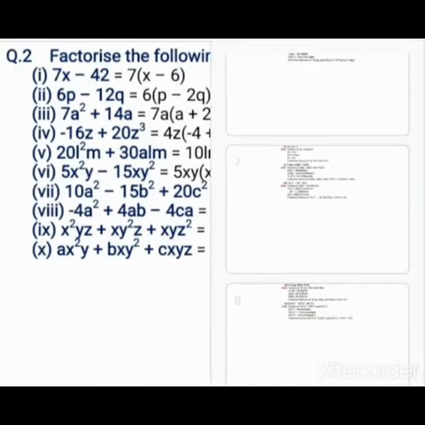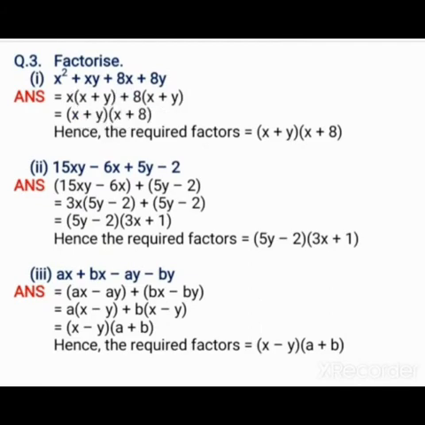Come to the next, question number 3. x square plus xy plus 8x plus 8y. Here we have to regroup. It means x square plus xy is one group and 8x plus 8y is our second group. In one group x is a common factor and in the second group 8 is a common factor. Now in bracket x plus y and x plus y, both are common to both the regrouped parts. So x plus y is our common factor and remaining is x plus 8. So the required factors are x plus y and x plus 8.